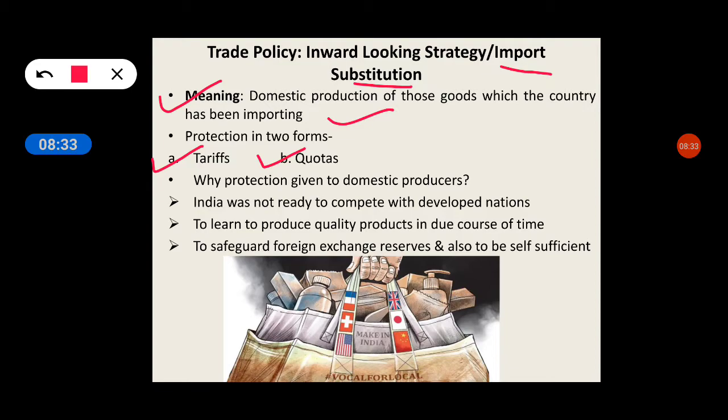Secondly, quotas means when I specify the amount of a good which can be imported. I'll put up a limit that this is the amount which you can import. Over and above this, you cannot import.